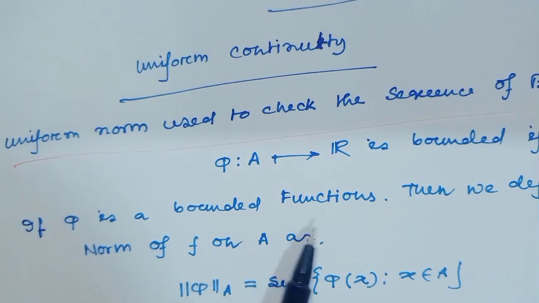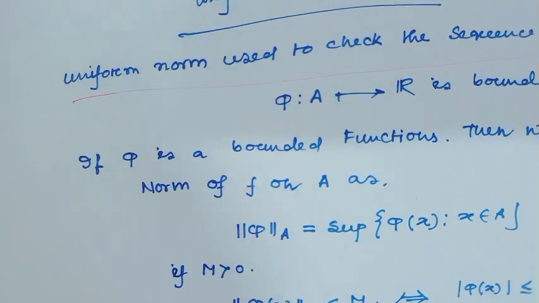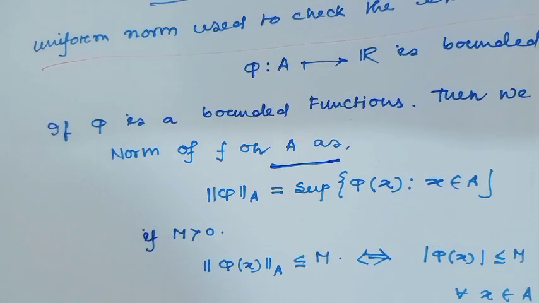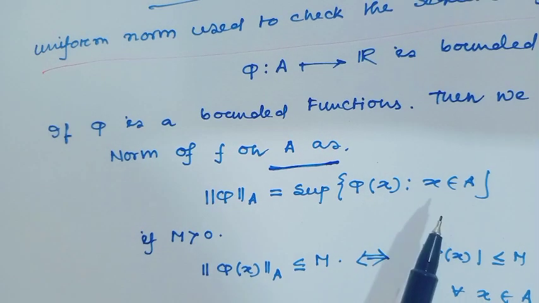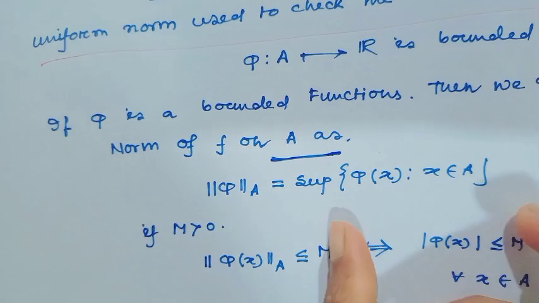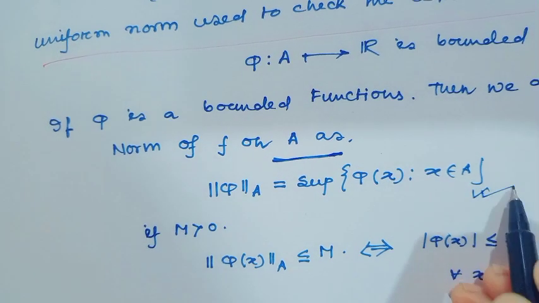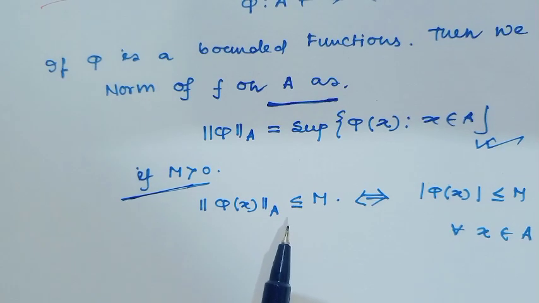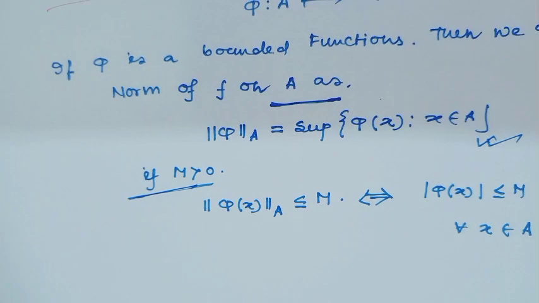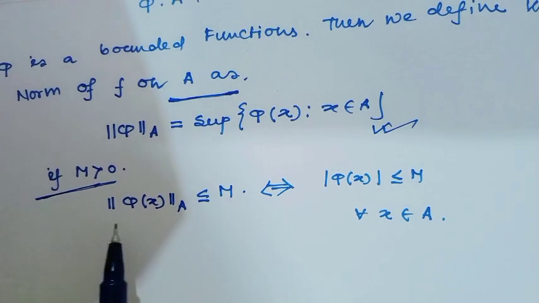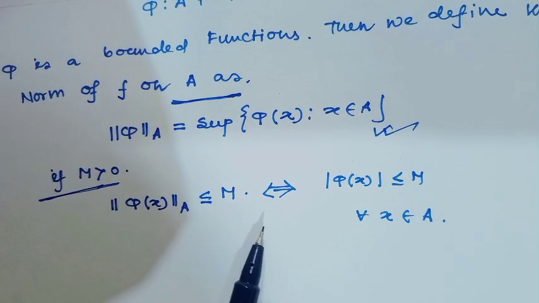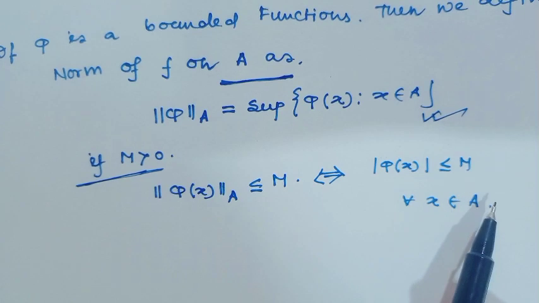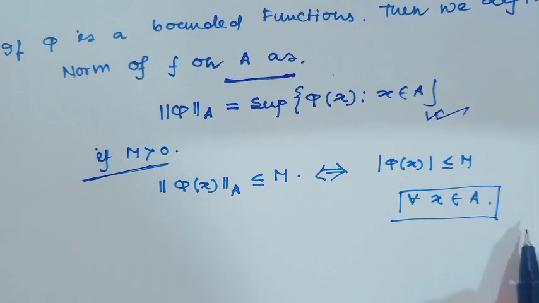Uniform norm: if phi is a bounded function, then we define the uniform norm on the set A as the norm of phi on the set A equal to the supremum of the image of phi of x, the supremum of the set of images where x belongs to A. And if M is greater than 0, then the norm of phi on the set A is less than or equal to M. And this is an if and only if condition. The norm of phi on the set A less than or equal to M means, if and only if, the absolute value of phi of x is less than or equal to M. This is true for all x belonging to A.